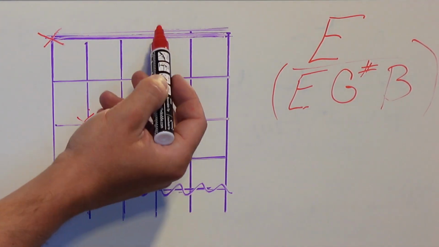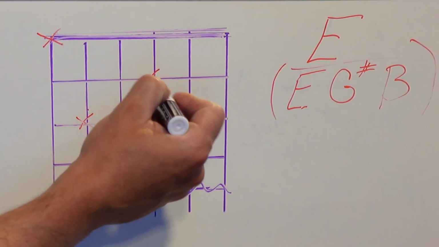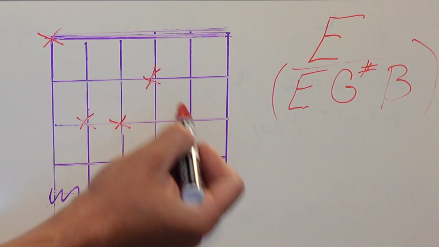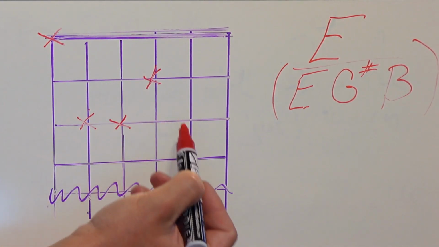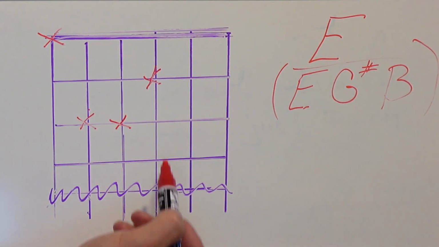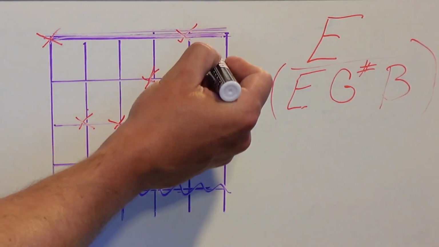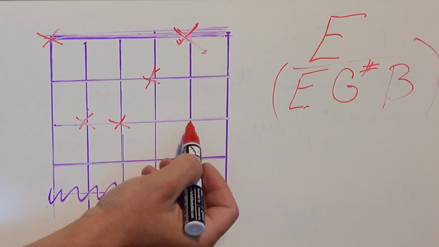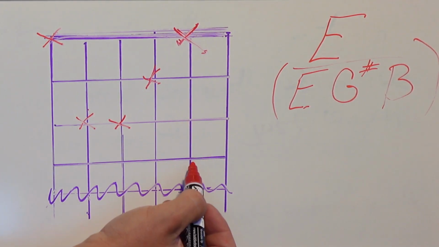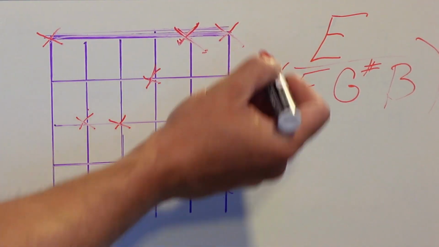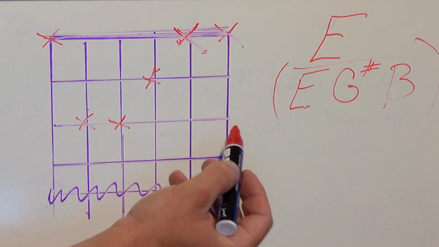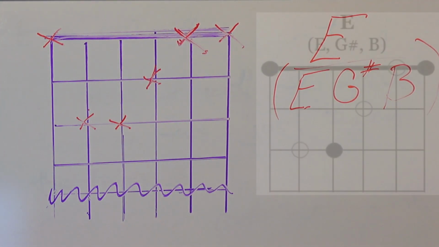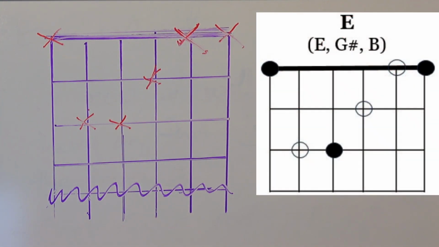Next string, open G, first fret gives us G sharp, up a half step from G sharp to A, up a half step from A to A sharp. Next open string gives us B. Up a half step from B to C, up a half step to C sharp, up a half step to D. Next open string gives us an E. We go up a half step to F, F sharp, and G, and we're done. And son of a gun if that doesn't look like an E chord.